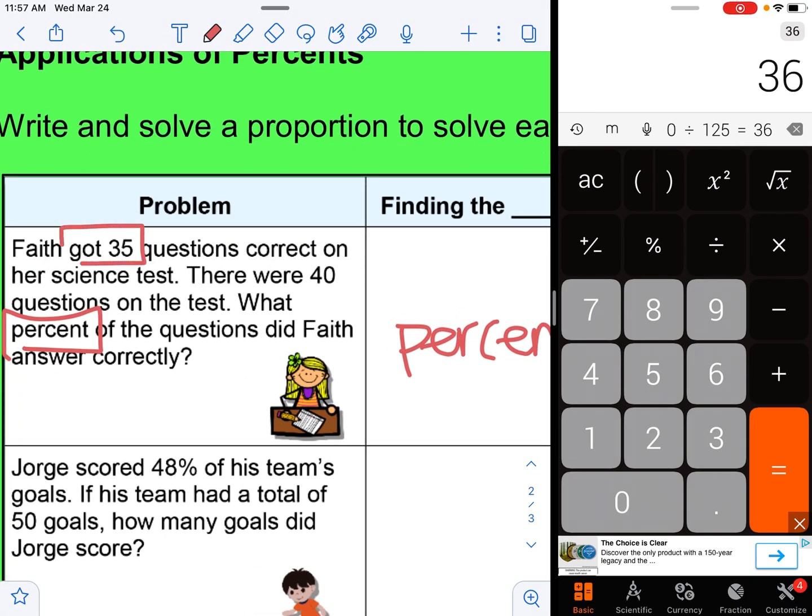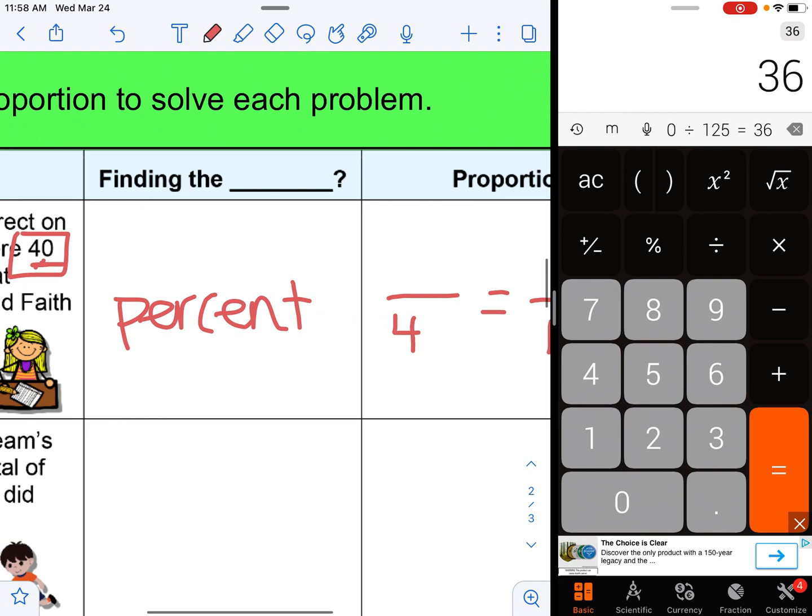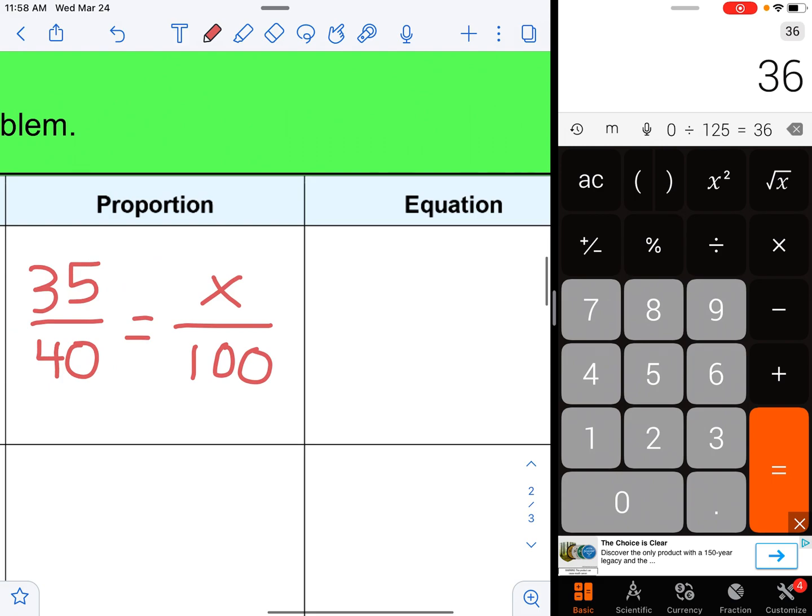Now comes the tricky part. We need to figure out, is this 35 the part, or is it the whole? And is this 40 the part, or is it the whole? So to do that, let's reread our problem. Faith got 35 questions correct on her science test. There were 40 questions on the test. What percent of the questions did Faith answer correctly? So what we need to do is figure out, is that 35 the part, or is it the whole? If we know there's 40 total questions on the test, that's our whole. So the 40 goes on the bottom, which leaves the 35 as our part.